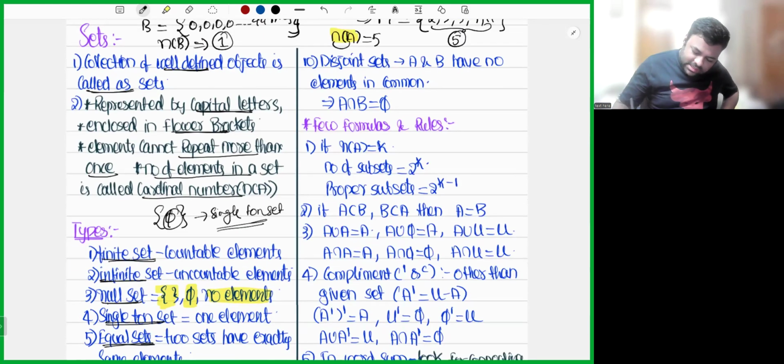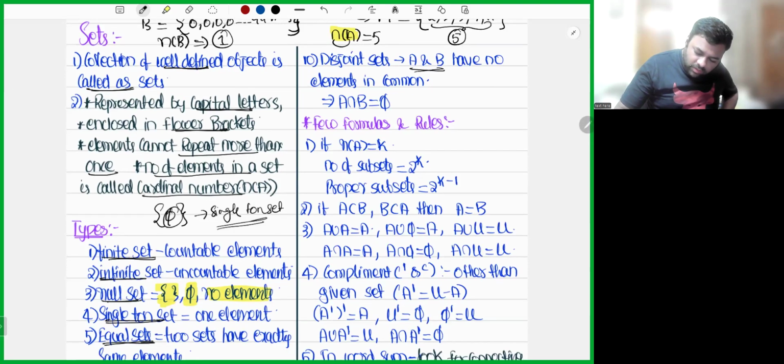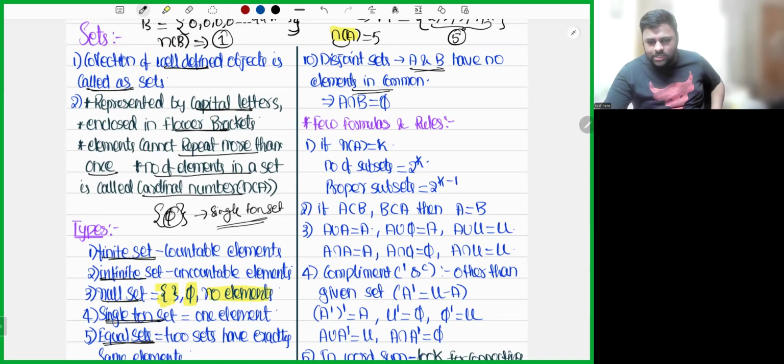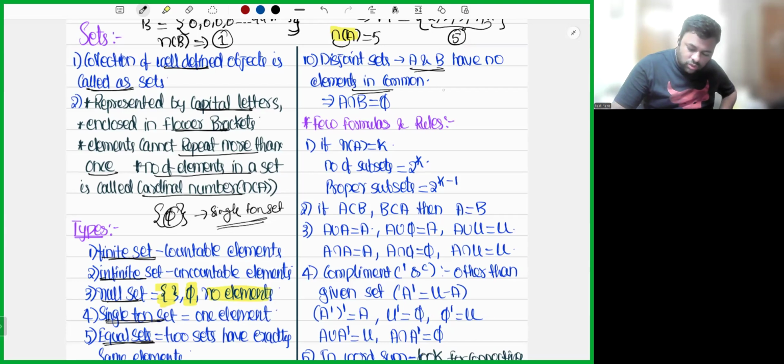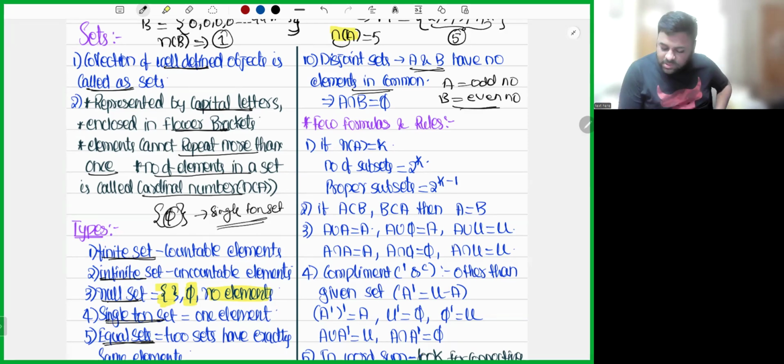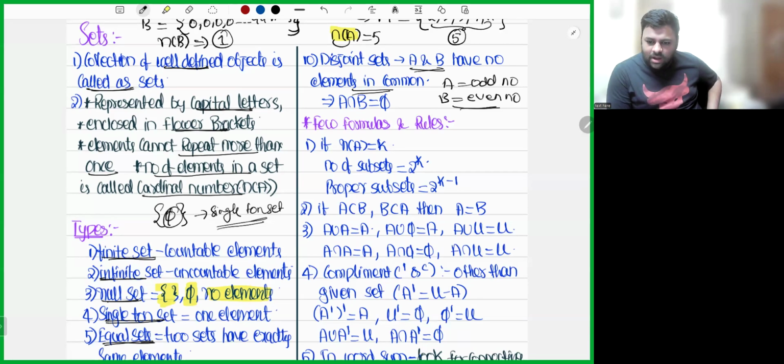Now, disjoint sets. If there is no common element between two sets, it is called disjoint sets. I am telling A is equal to odd numbers. B is equal to even numbers. Is there any common element between A and B? Obviously, sir, there is no common element between A and B. Obviously, they will be disjoint sets.